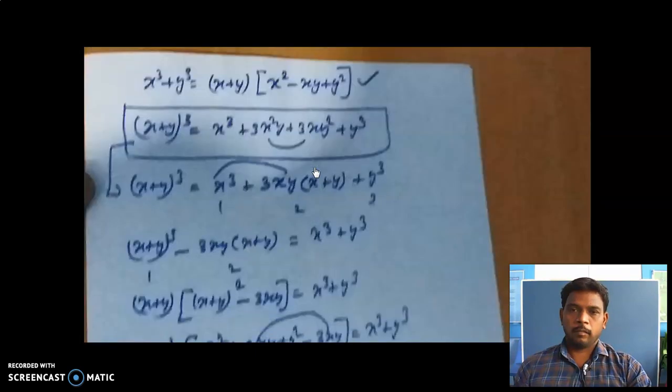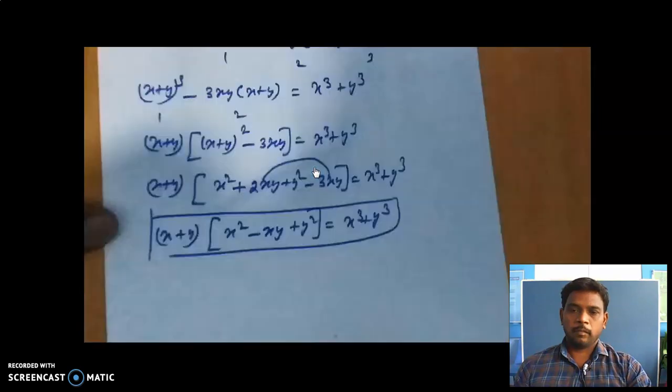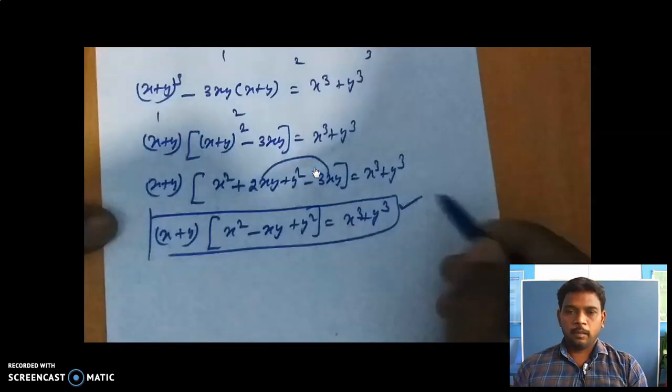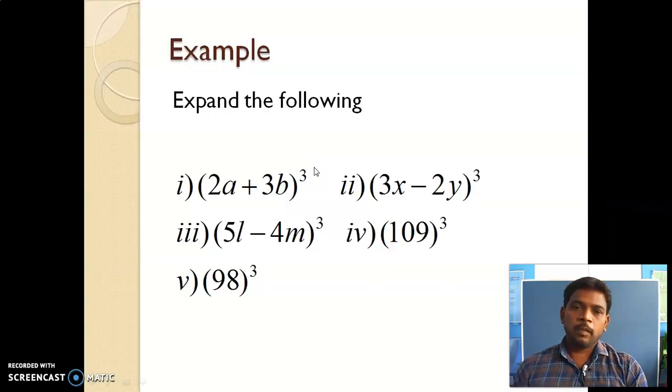So x cube plus y cube equals (x plus y) into (x square minus xy plus y square). So here also the same thing. So there is a procedure to prove the two formulas. Okay, look at the next example. Expand the following. Here 5 subdivisions are given, and we are going to expand these using the respective identities. Let us see one by one now.